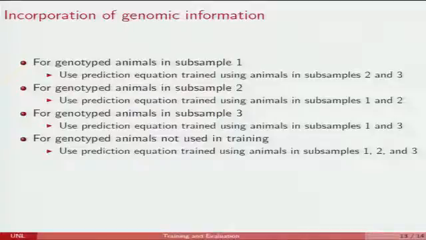In terms of the incorporation of genomic information, for the genotyped animals in subsample 1, we use the prediction equation trained on 2 and 3. So if I want to get EPD enhanced with genomic information, and the animal happened to be in subsample 1, I'm going to use the prediction equation based on the other 2 subsamples. Same thing for animals in 2 and 3. That allows us, in a fair way, to have the animals used in training benefit without using their own information. We really don't need something that just tells us the animal's EPD is what we had before. And for animals not used in training, we use a prediction equation trained on the whole set.